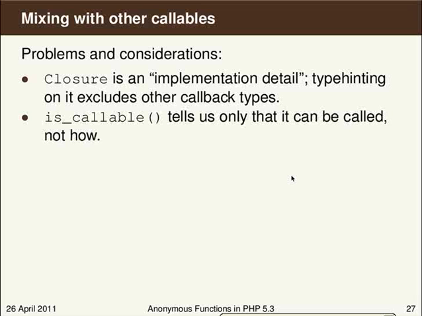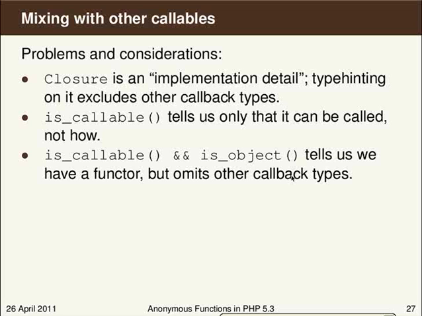Is callable, so if we don't type on Closure, but instead on is_callable to tell us whether or not it's callable, that only actually tells us that it can be called, but not how. We'll go into the hows in a minute. If we use is_callable and is_object, we now know we have a functor, which could also be a closure, but it means every other callback type that we may have available. And those are all valid callback types and may be useful within your particular use case.